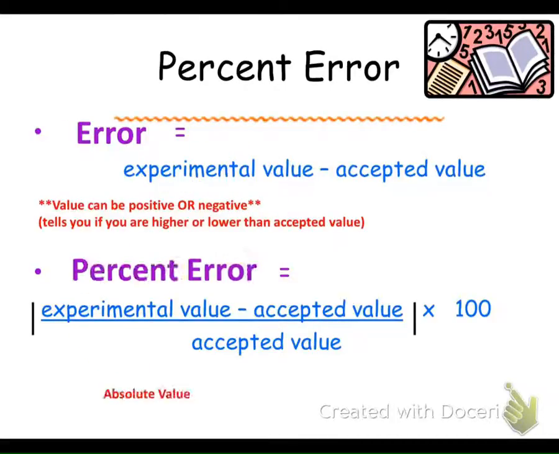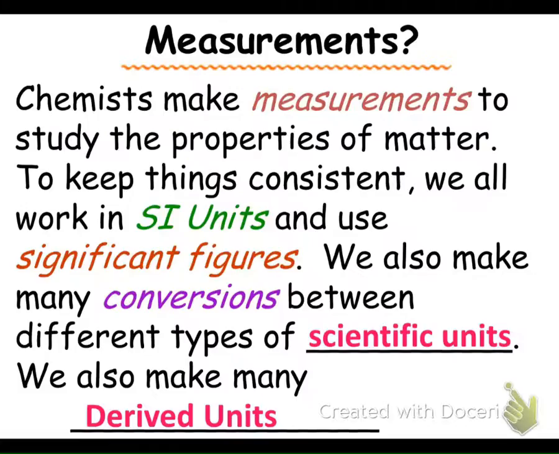And then our percent error is the experimental value minus the accepted value, absolute value, divided by the accepted value, times 100. We obviously want the percent error to be low. We do this absolute value here because we obviously can't have a negative percent. So those are 2 equations that you need to make sure that you know for the density lab.